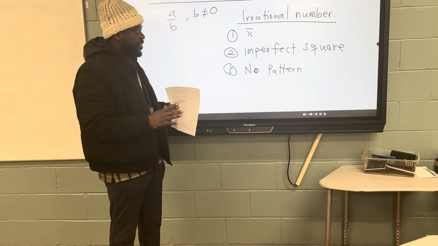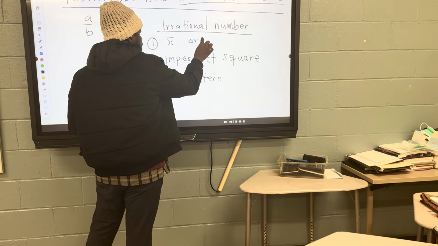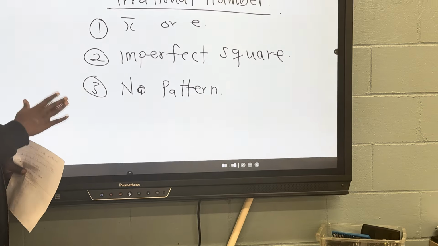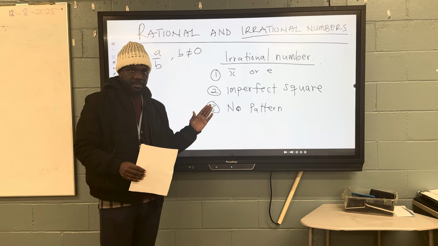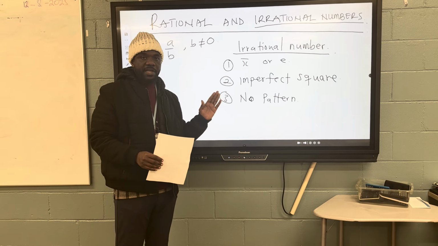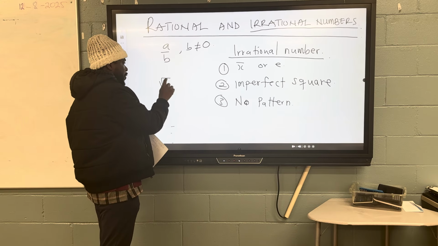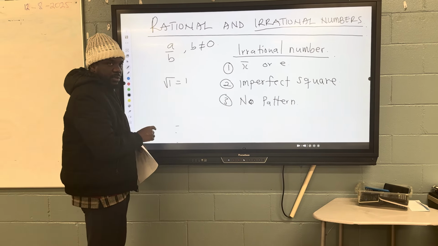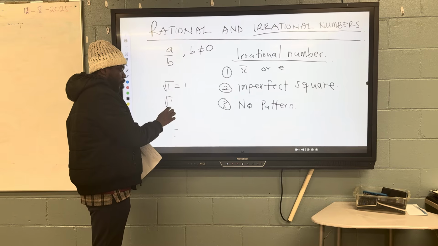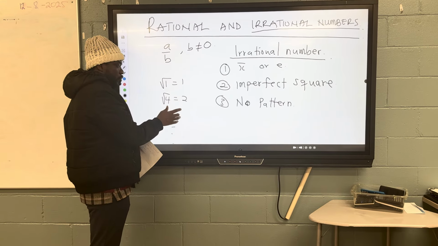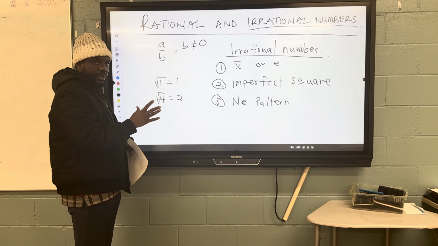And then when you see that the number is an imperfect square, so with the pi, I think I have to also add the e. When you see e or pi, then we say it is an irrational number. Then when you see an imperfect square, it is also an irrational number. For example, if I give you square root of 1, you see we are getting 1, so it means that 1 is a perfect square. If I give you square root of 4, you get 2, and that is a perfect square.